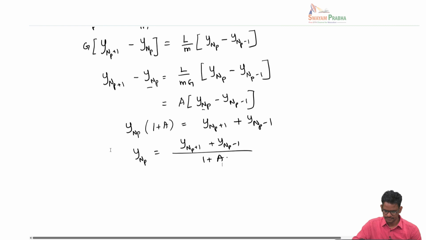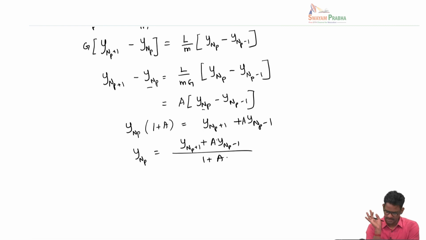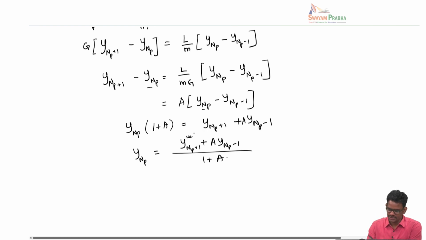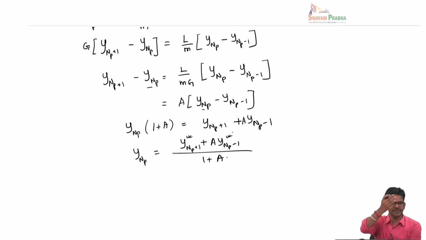A times, okay, so that should be here, right? Okay, yeah, thanks. Is it right? YNP plus 1 plus A times YNP minus 1 by A plus 1. Yes, this is something we have written for the last tray, and you can see that this is related to the concentration of the NP plus 1 and the previous tray NP minus 1. It's kind of a recursive relation.